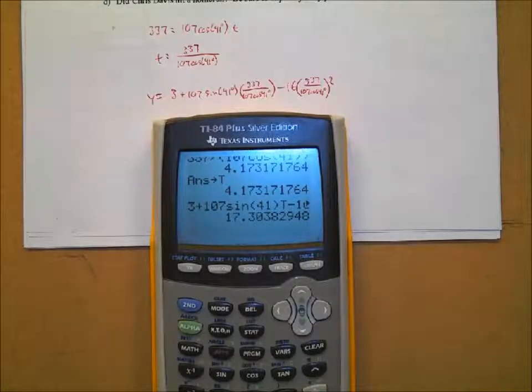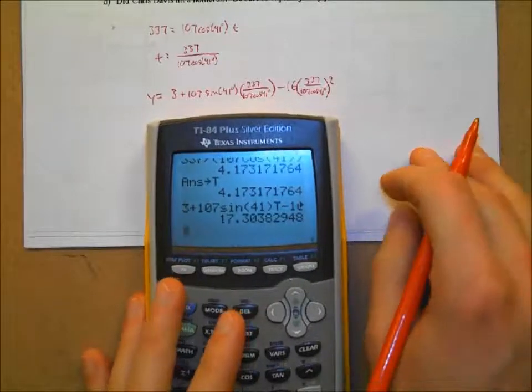And then voila, 17.304. And this describes what? This number is describing what? The height of the baseball, right. So, does Chris Davis hit a home run? Yes. Yes. Okay.